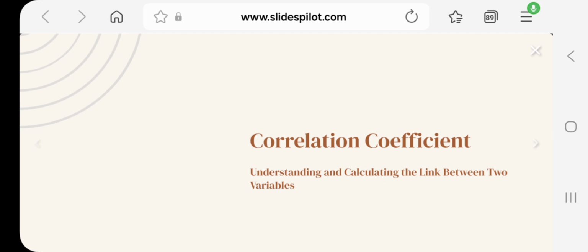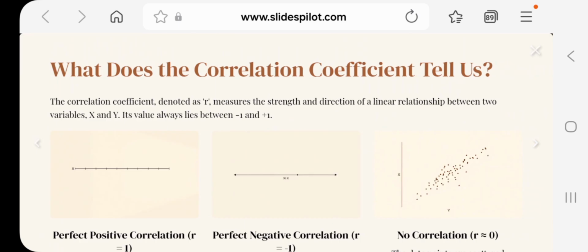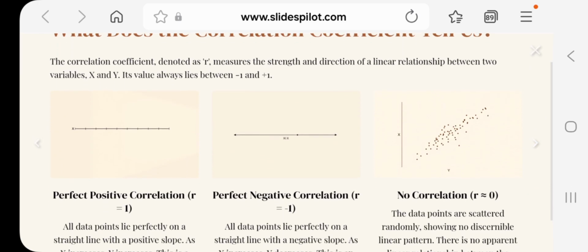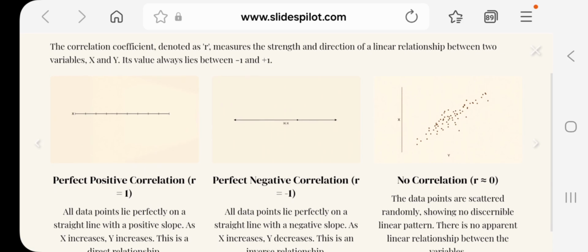We're going to talk about how to calculate the correlation coefficient between two variables. But before we do that, let's talk about what the correlation coefficient tells us. So let's say we have a straight line and we have points on the line.